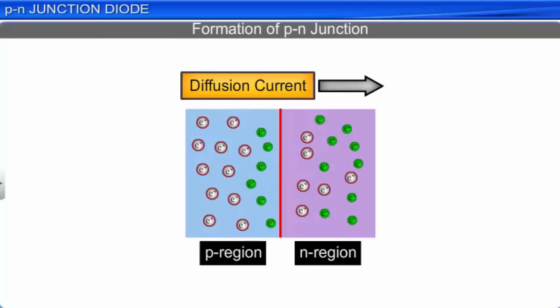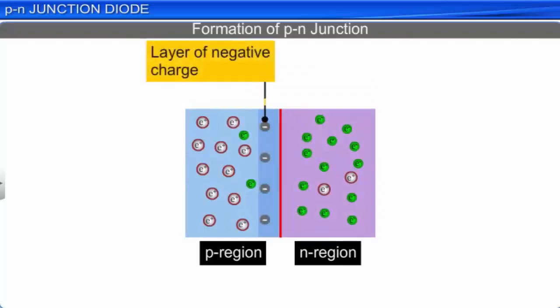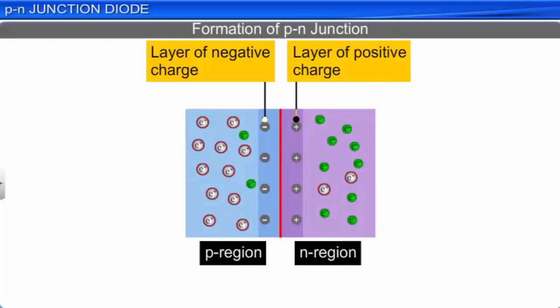When electrons diffuse from the n region to the p region, they leave behind stationary, positively charged atoms of the donor impurity. Similarly, when holes diffuse from the p region to the n region, they leave behind stationary, negatively charged atoms of the acceptor impurity. This creates a layer of negatively charged ions towards the p side of the p-n junction, and a layer of positively charged ions towards the n side of the p-n junction. The layer of stationary negative charges towards the p side of the junction opposes the diffusion of electrons from the n side.